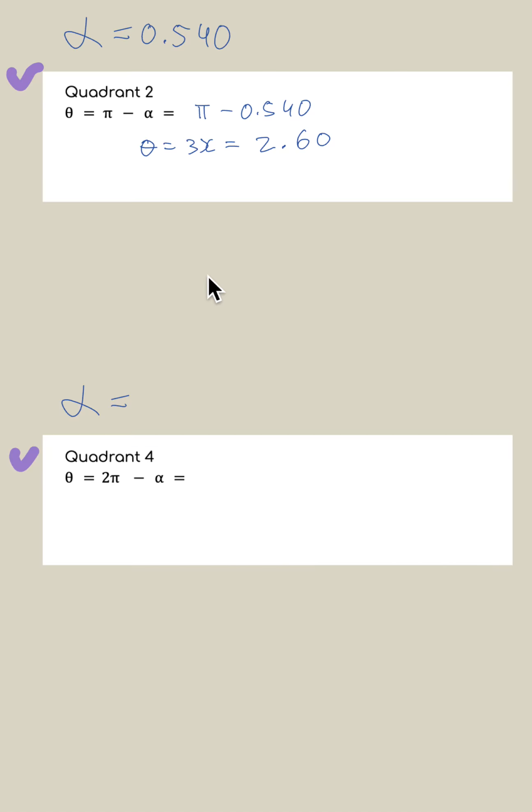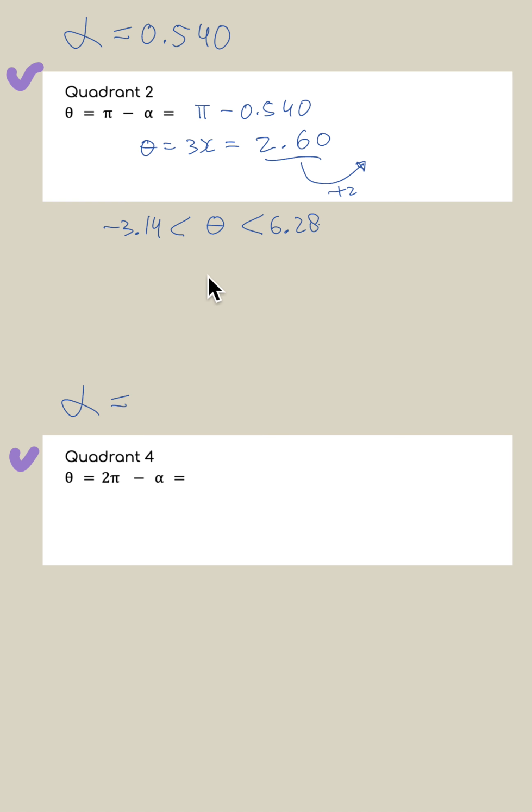Is this good? We must check with the range of values of theta, which is from negative 3.14 to 6.28. Is this within the range? Yes, you get 2.6 here, which is in between.